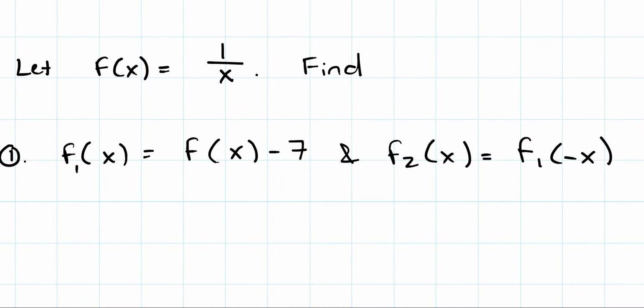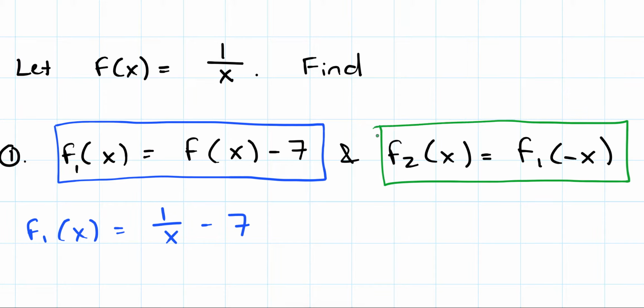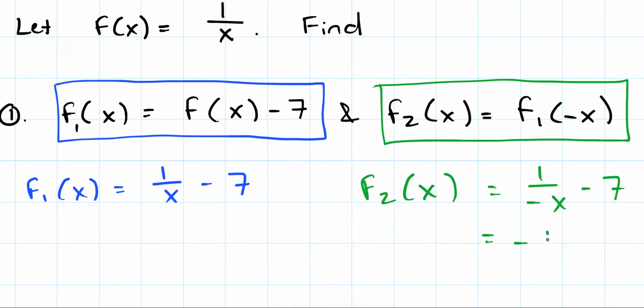So let's start with this first one. Again, I'm going to do this one in blue. f1 of x says take f of x, which is 1 over x, and subtract 7. Easy enough. And then f2 of x says take f1, and wherever I see an x, plug in negative x. So this is 1 over negative x minus 7. And you can pull this negative in the front. Usually we take negatives out of the denominator and move it to the front.